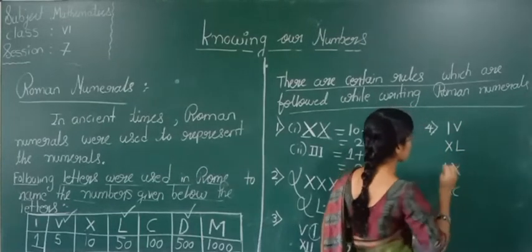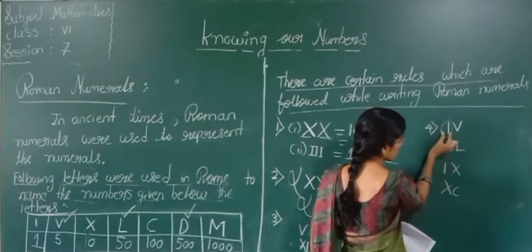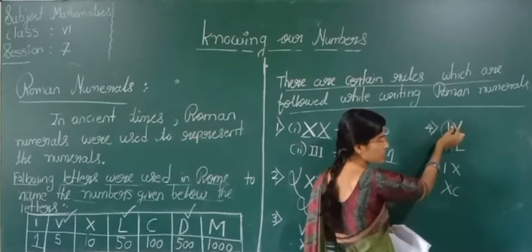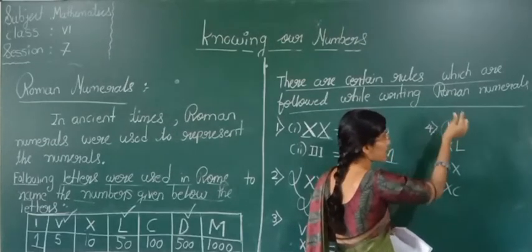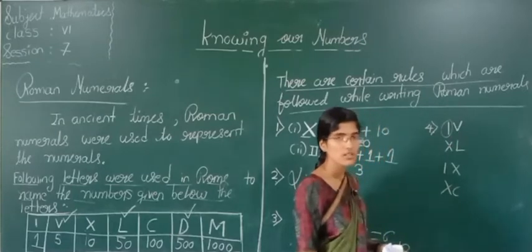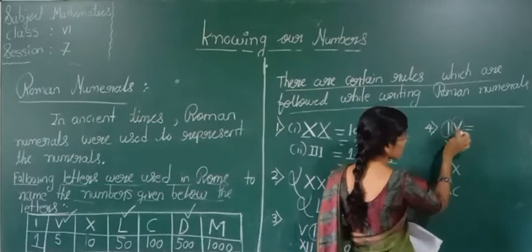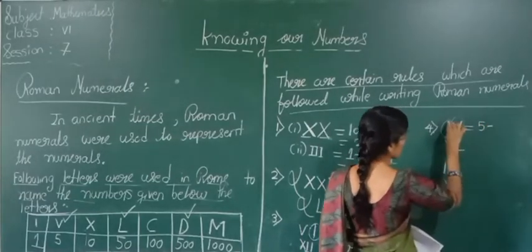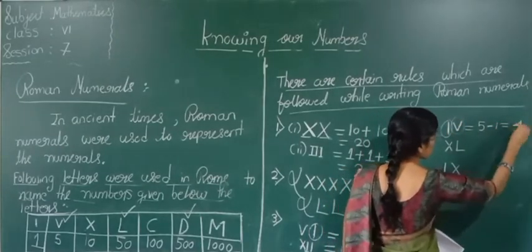Now see, if a symbol of smaller value is written to the left of a larger value, then its value is subtracted from the larger symbol. Now see here, what is the value of V? V value is 5. 5 minus this I value is 1. 5 minus 1 is 4.